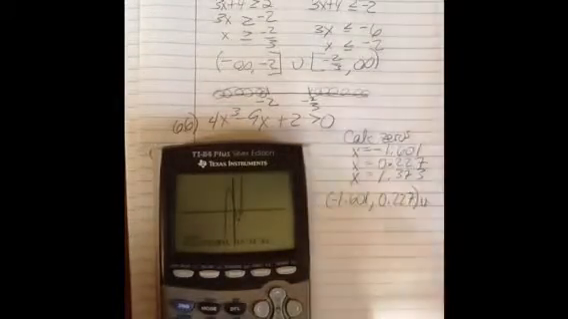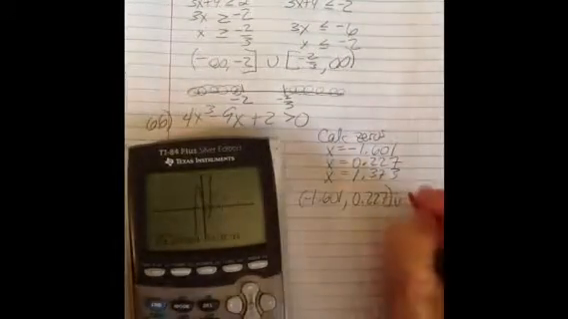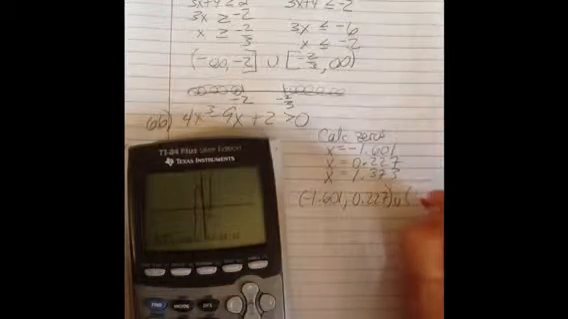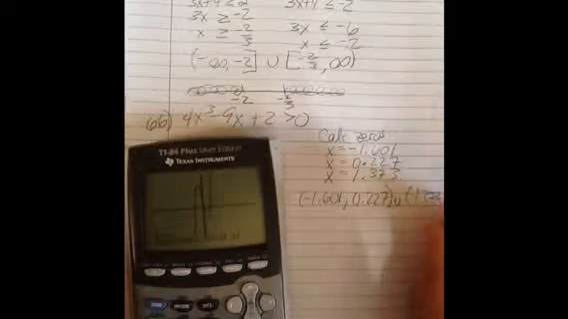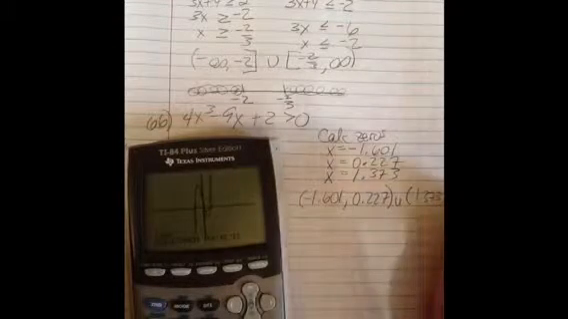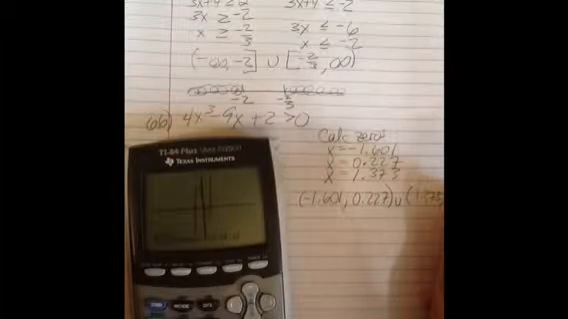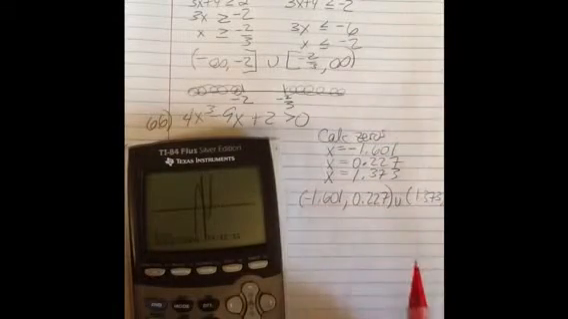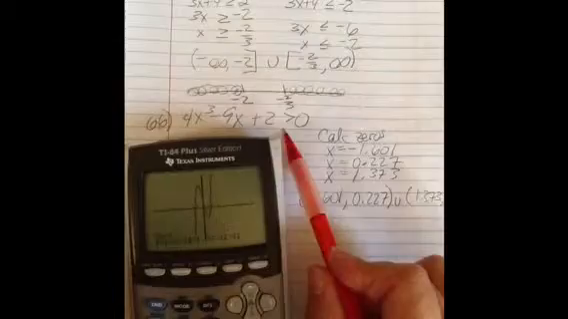The other place that I want is all of these x values. So I want 1.373 to infinity. I do not include infinity because I can never get there, and I do not include these zeros because this is not an equal sign.